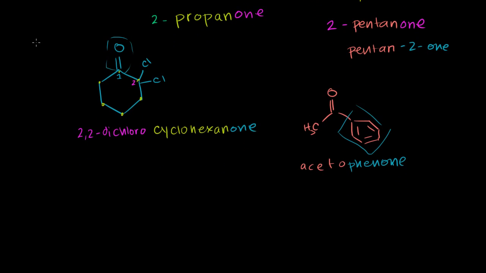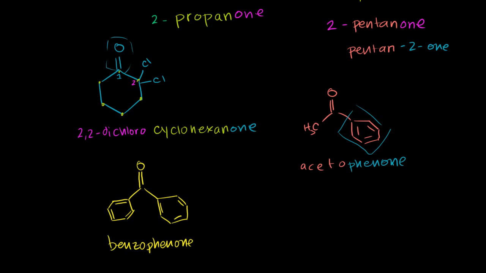Now, the other one that you might see every now and then, and I just want to expose it to you, is a molecule that looks like this, that has 2 benzene rings on it. And this is benzophenone. These last 2, I just really wanted to expose you to their common names.